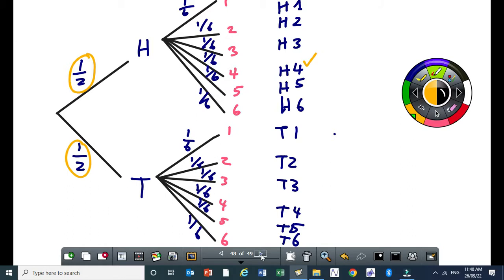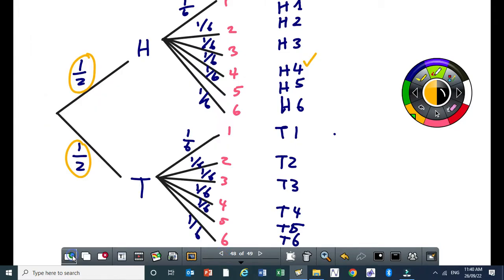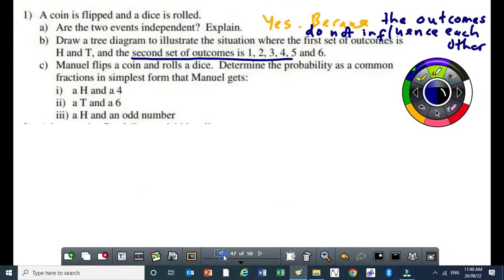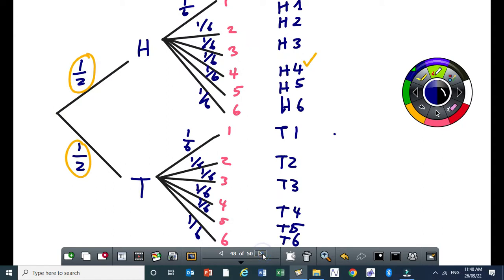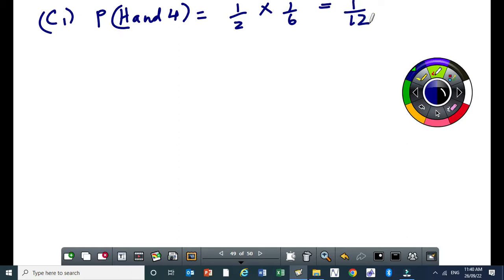Now, there are two ways of getting the answer. So the probability of getting an H and a 4, okay? We can use the multiplication law of probabilities. We know that the probability of getting a head is a half. The probability of getting a 4 is 1 over 6. So you get 1 over 12.